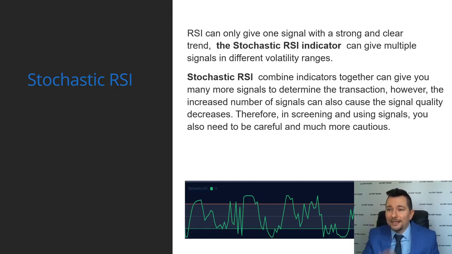The stochastic RSI indicator can give you multiple signals and actually outlines the volatility range as well, which is another added benefit. It combines two indicators, and the increased number of signals can also give you bad entry signals. So you have to screen and watch and confirm your signals with other data that you have on the market. You need to be very careful and cautious. As you can see, in the span of a few months, which is what we have here on the graph, there were a lot of buy and sell signals, and some of them are really close together. And so that really makes you wonder, how reliable is that signal?